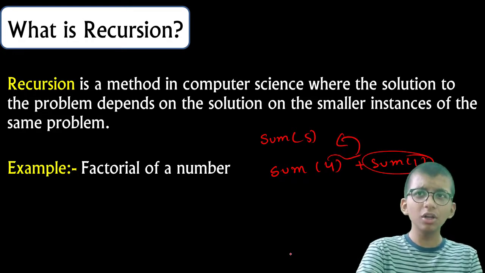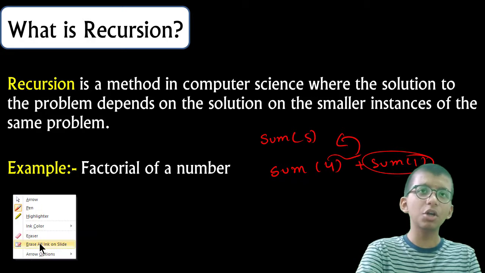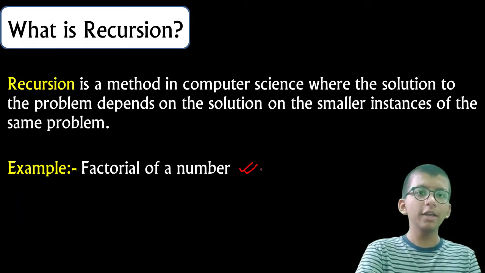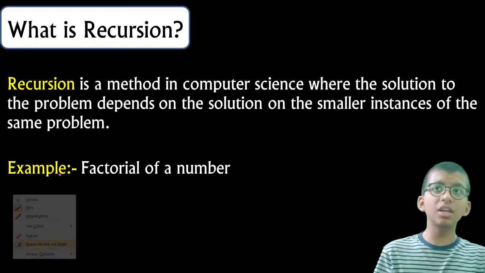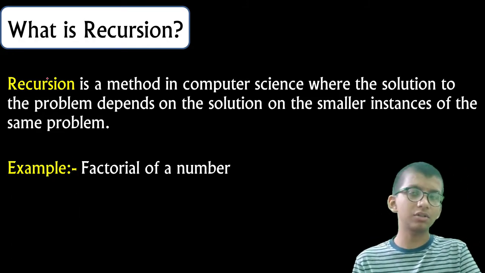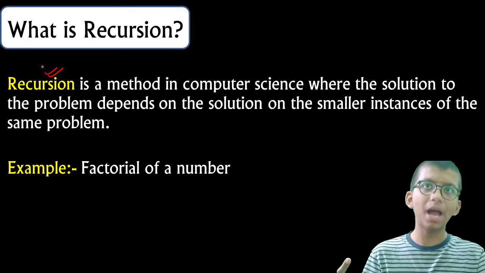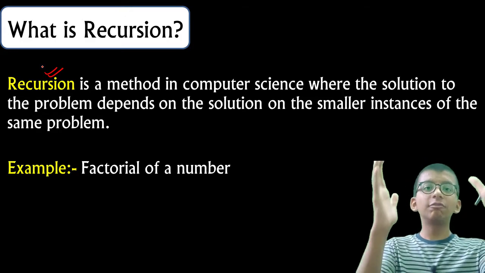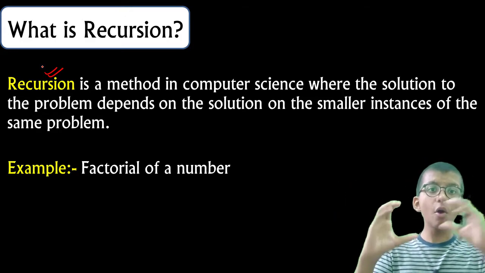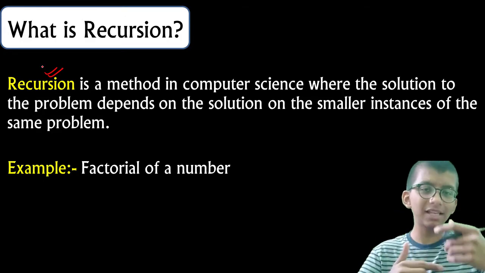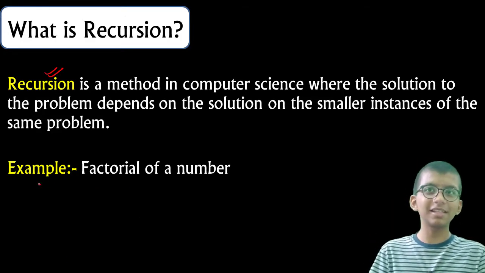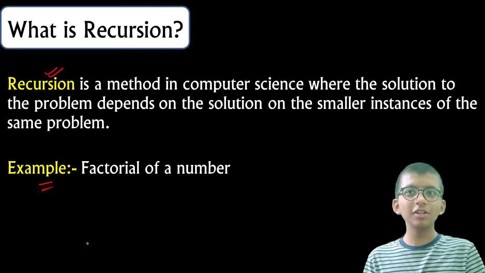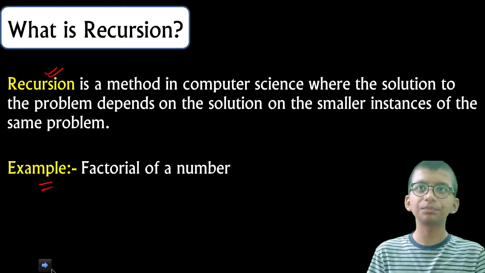Let's talk about these types of examples, like the factorial of a number. First of all, we will explore this example and make you understand what this statement is actually asking: we divide a large problem into smaller problems and then recur itself. We'll talk about that in a second. First, let's talk about factorial, because it seems very complicated right now.